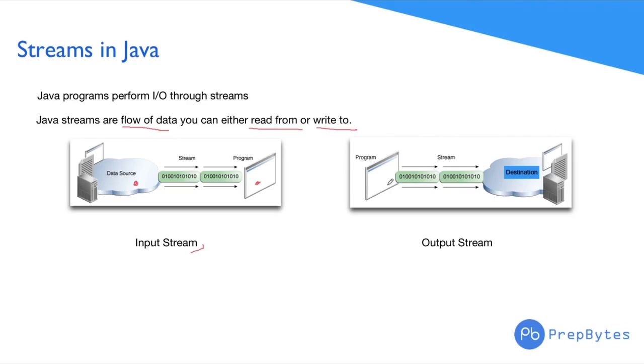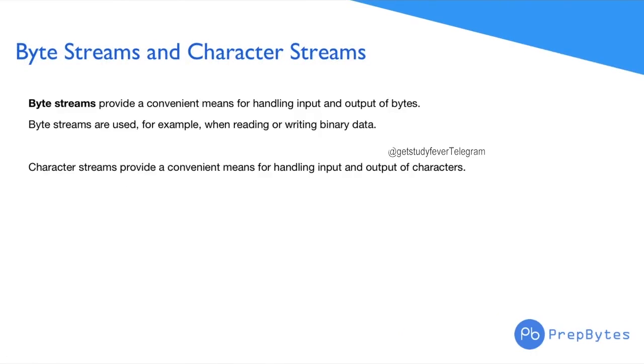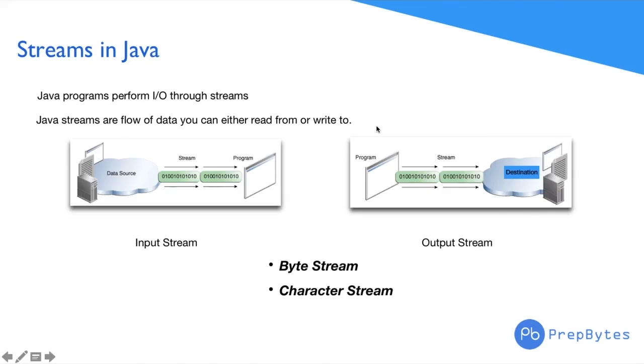So let's see further. Streams could be of two types, byte stream and character stream. We will understand streams even more when we talk about this. So let's talk about byte streams and character streams. Byte streams provide a convenient means for handling input and output of bytes. Byte streams are used, for example, when reading or writing binary data. We saw in the previous slide that the flow is happening in terms of bytes only. Obviously computers interact in binary data only.